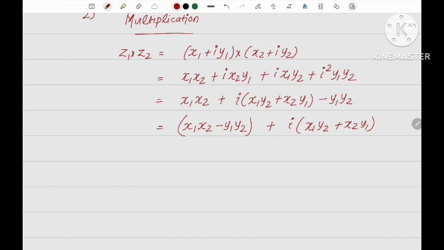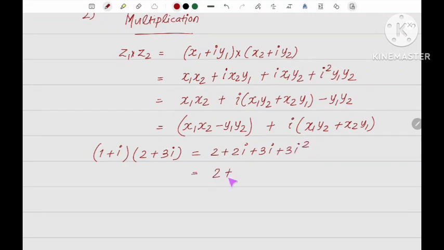So let me just quickly take one example. If I want to multiply 1 plus i to 2 plus 3i, what will I get? I'll multiply 2 by this first, so I'll get 2 plus 2i, then I'll multiply 3i to 1 and i, so 3i into 1 is plus 3i, and this becomes 3i square.